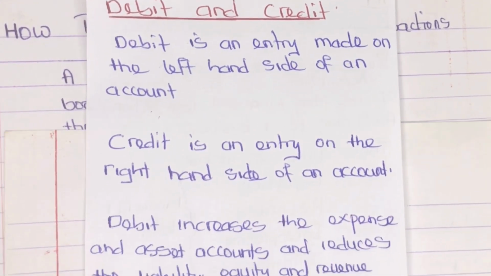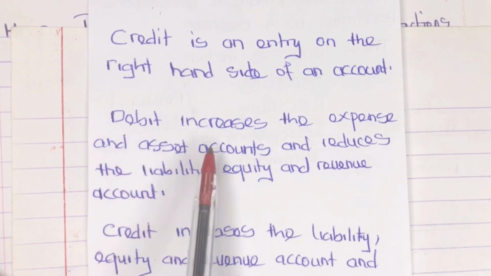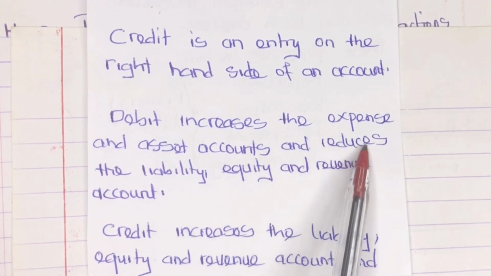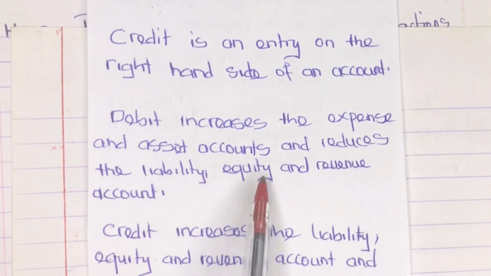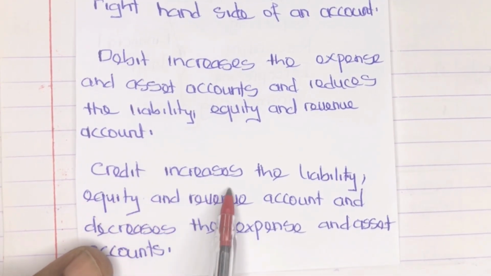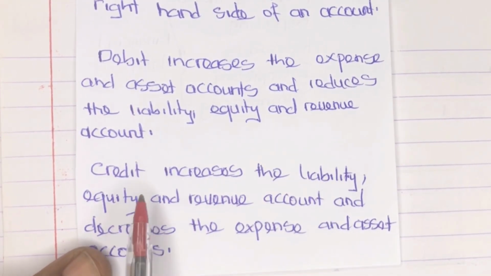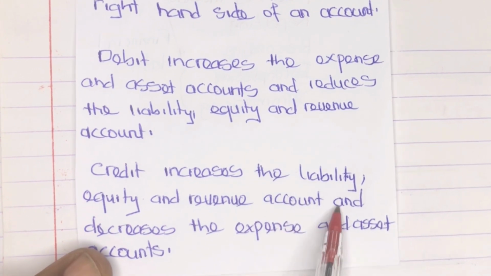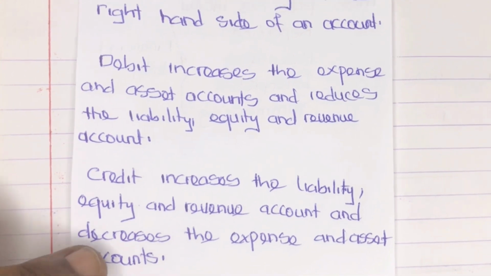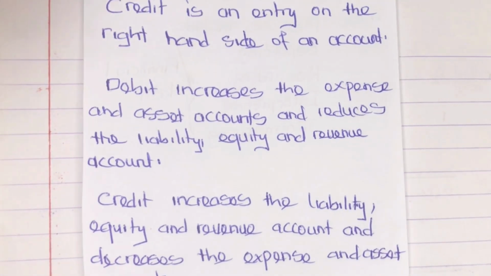So a debit increases the expense and asset accounts and reduces the liability, equity, and revenue accounts. Meanwhile, a credit increases the liability, equity, and revenue accounts and decreases the expense and asset accounts. So let's look at this simple table here.